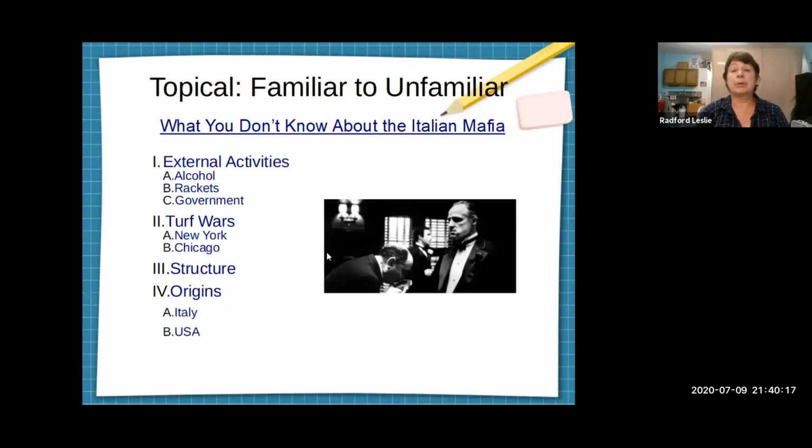Here's another topical pattern for you. Familiar to unfamiliar. In this case, I've organized my points by what my audience knows something about to what they don't. They know something about the external activities of the mafia. They know something about the turf wars. They don't know much about how it's structured and know absolutely nothing about how it got started.